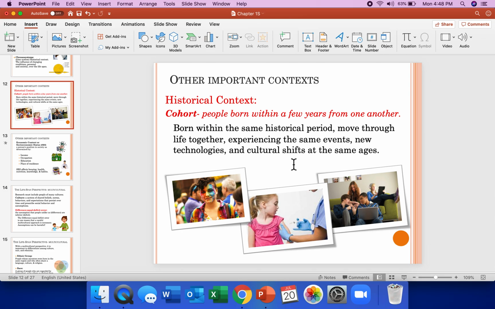Changes about how we allow couples to live, the change in the context of homosexuality. All of those cultural shifts, technologies, pandemics, wars, are things that affect these people as a group, and their development, therefore, is different than another group that did not experience that context.